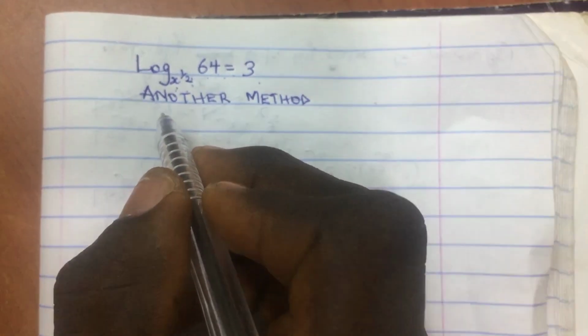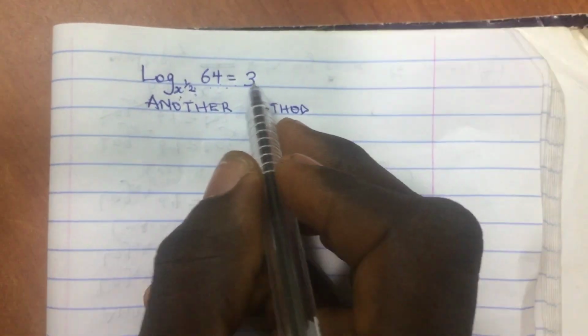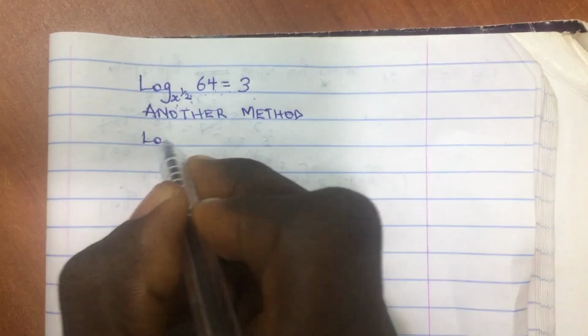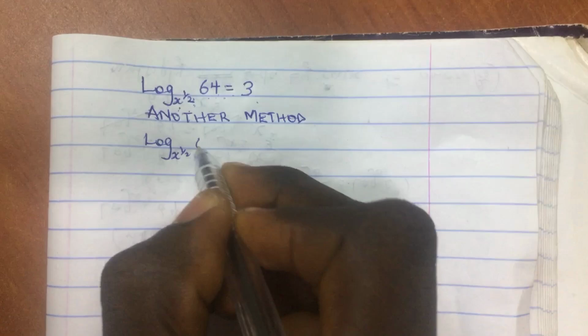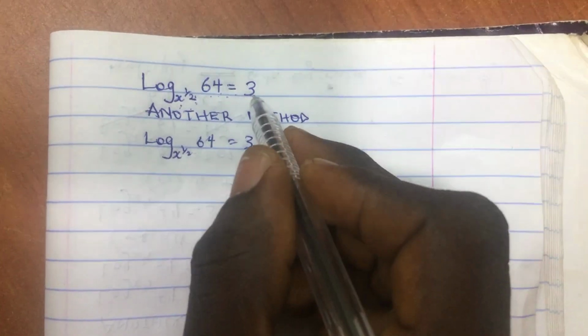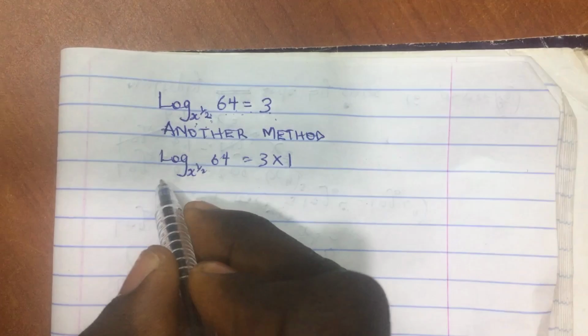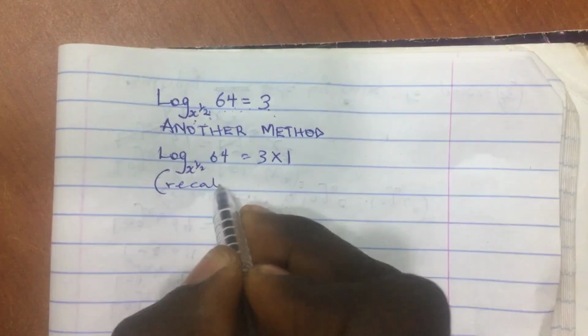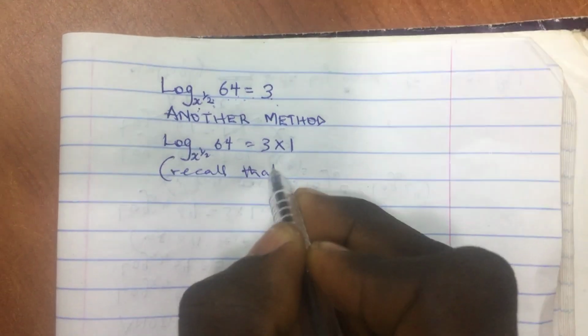Now what I can do is change this 3 to 3 times 1. Like, I can say x raised to power 1 over 2 of 64 equals 3 times 1. Remember, 3 times 1 is still 3. So I can now recall something, one of my laws that I gave you. If I don't check my law, go and check it.